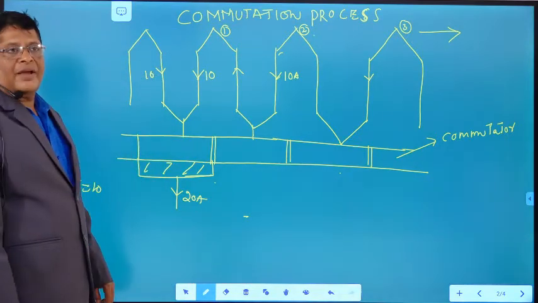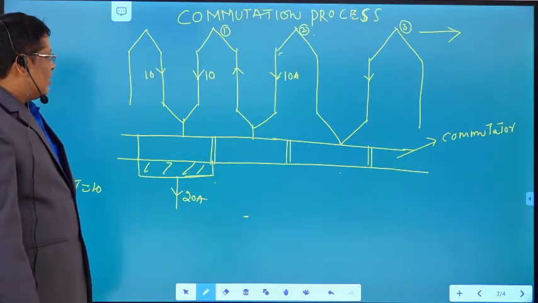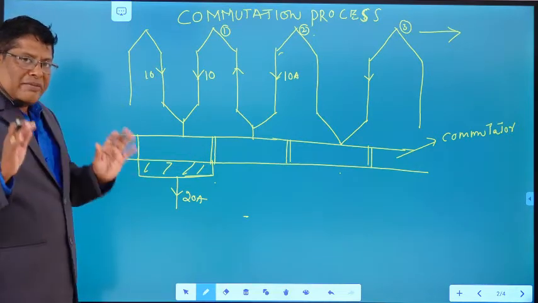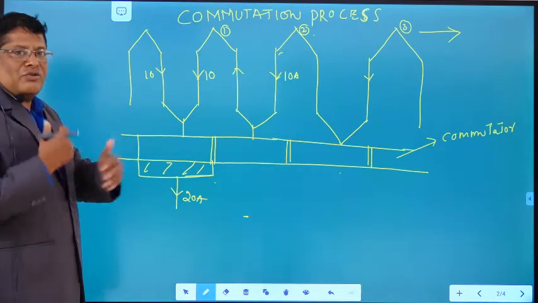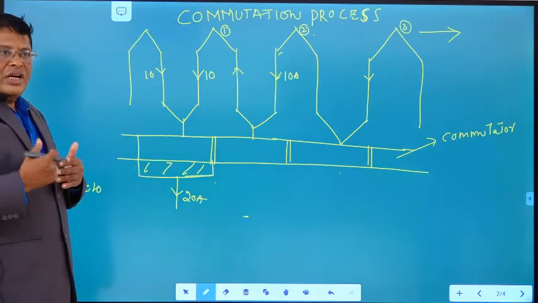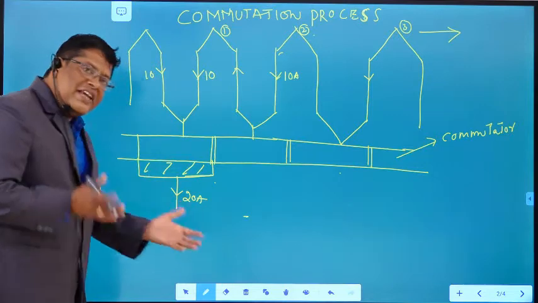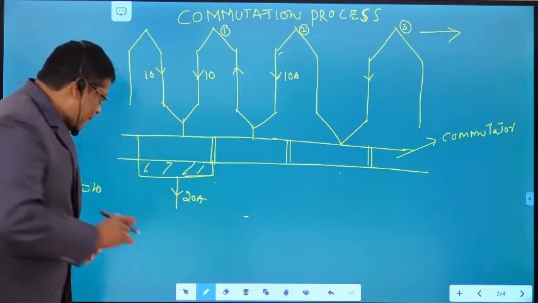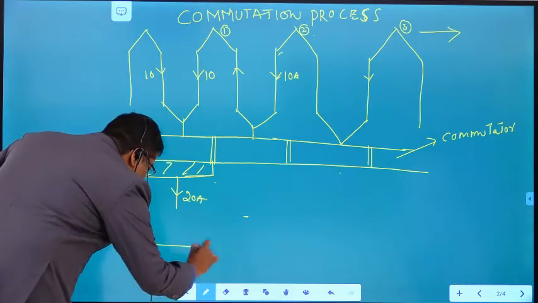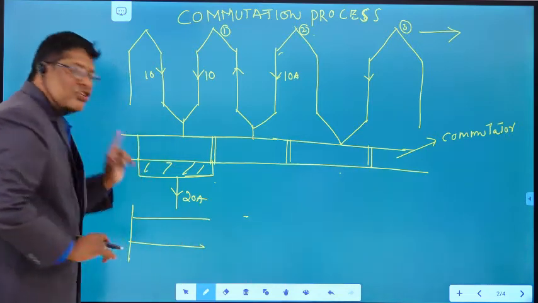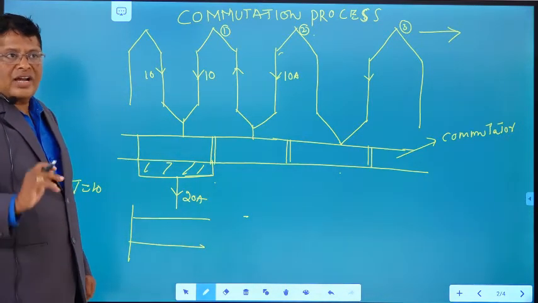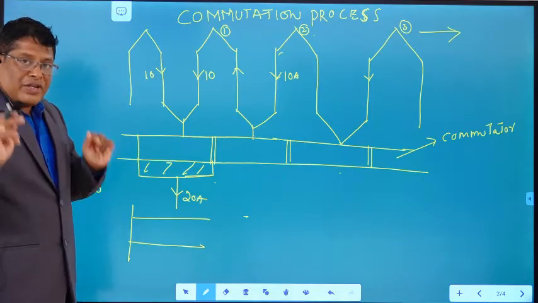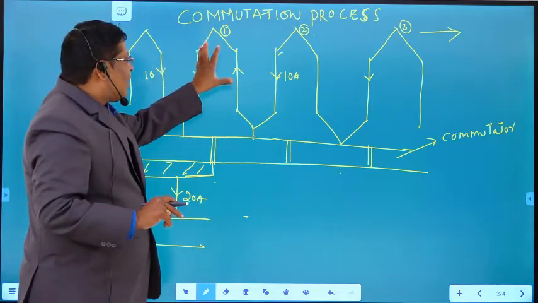Nothing but the load always demands a constant current. When the armature is rotating, the load is taking the same amount of current. Graphically, if you represent it, it is a constant current of 20 amperes.